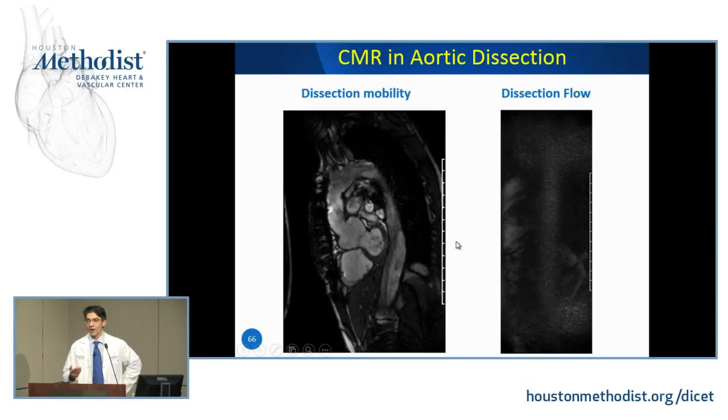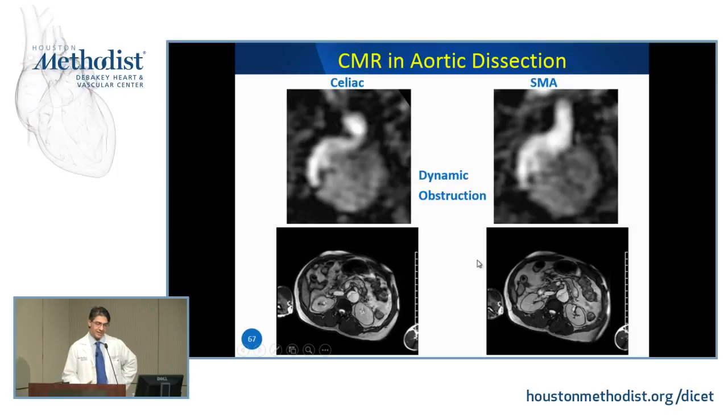Other things we can learn with CMR, which we can't with CT, is dissection mobility. It tells you how chronic that dissection is. It can tell you how well their grafts will hold. Also, with time-resolved MRA, you can tell flow through the aorta and also look at flow patterns in the true and false lumen and how the aorta will remodel. So very helpful. CMR, because it's a dynamic test, can also show you dynamic obstruction. In this particular case, the true lumen, which these mesenteric vessels were coming off, would actually be occluded because the false lumen was pressurized, and that flap would go and occlude one of those vessels.